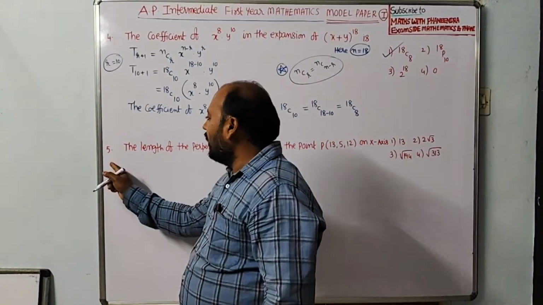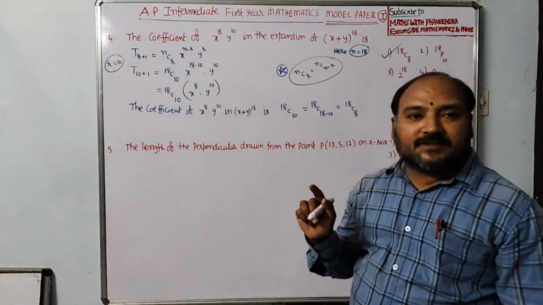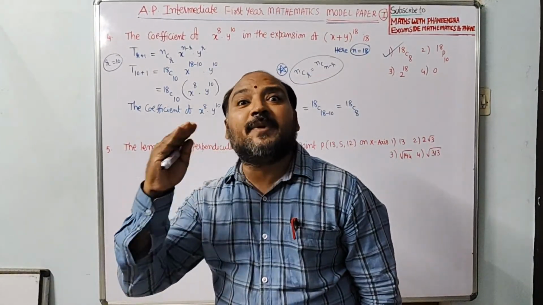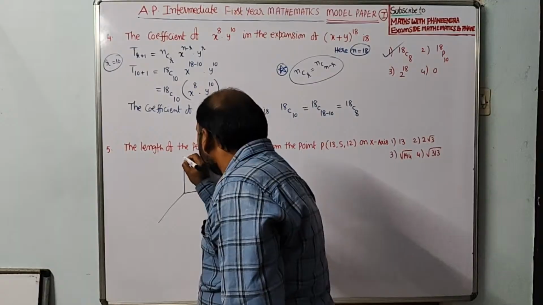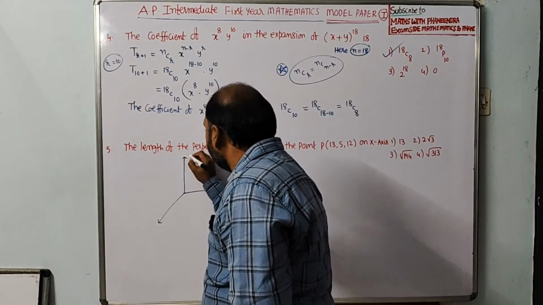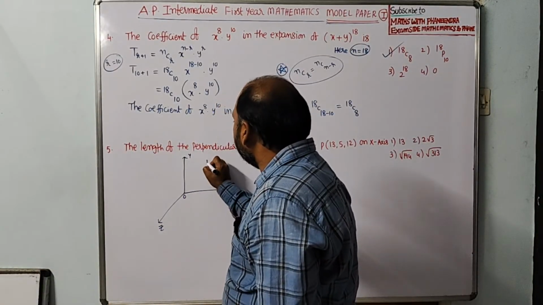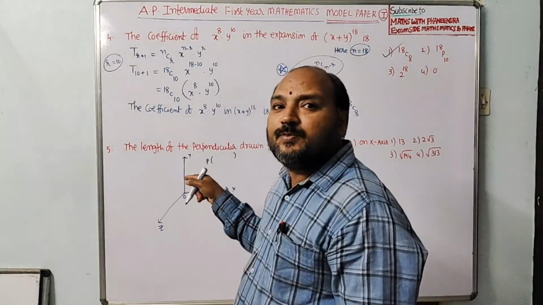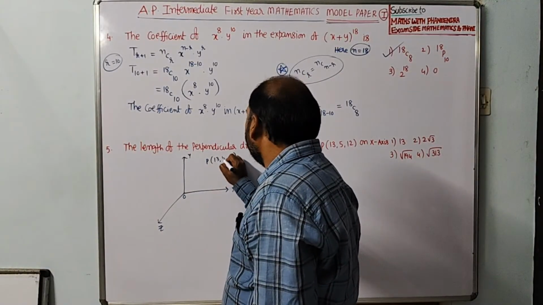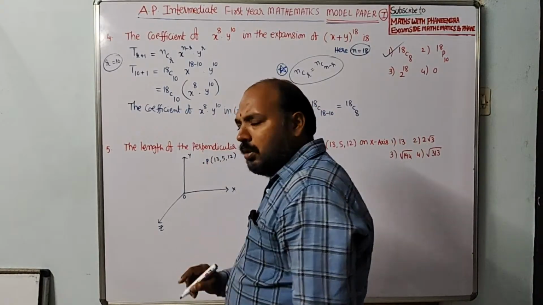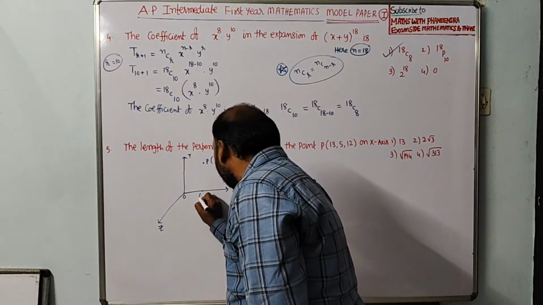Now come to question number 5. The length of perpendicular drawn from the point P on the x-axis. The point is there in space, three-dimensional geometry. Just a rough figure: x-axis, y-axis and z-axis, origin. One point we are taking here, which belongs to space. The point is given as (13, 5, 12). So the length of perpendicular drawn from the point P on the x-axis. On the x-axis I am considering a point.